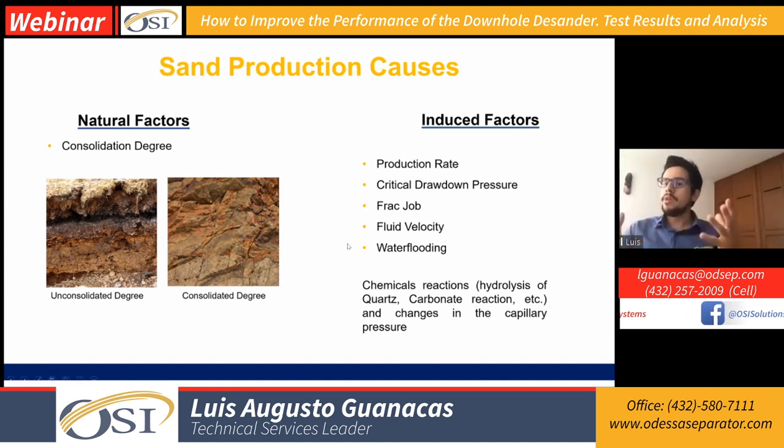We can address also the critical drawdown. The critical drawdown is defined by the minimal pressure after which the sand is going to be produced in your reservoir. To determine that, you can use different tests. You can use the thick wall cylinder test. You can use simulation models. You can use software with simulation models. But the idea is to try to identify this threshold.